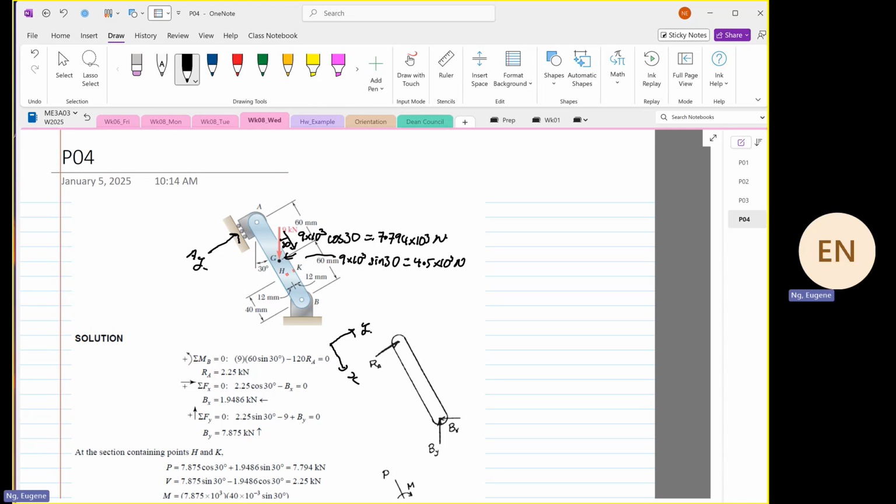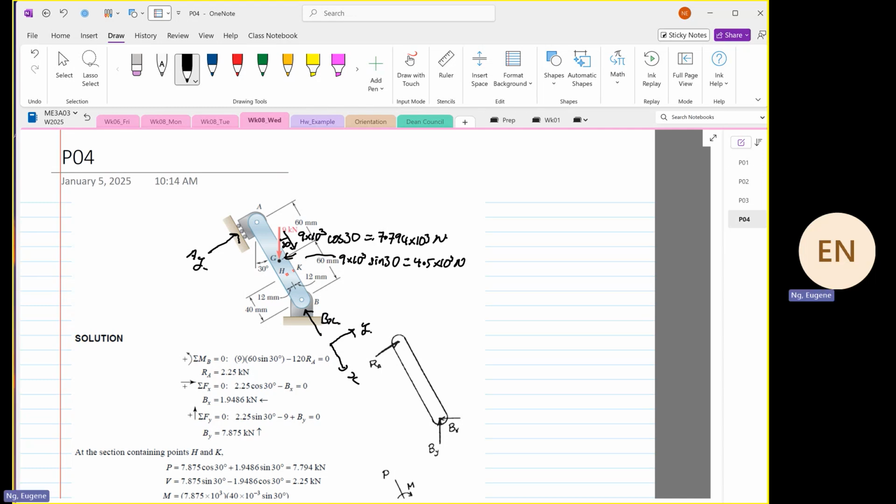Now, question for all of you, BX, which direction? Going upwards or pointing downwards? Why? It's pointing upwards, but why? To oppose the 7.794 times 10 to the power 3 Newton. Apply Newton's third law. Action equals reaction, same in magnitude, different in direction. And this is your BX.